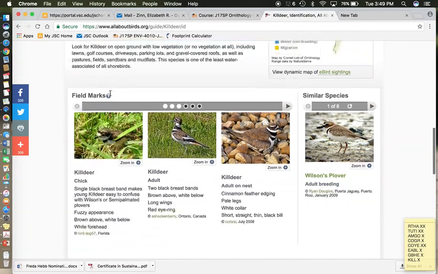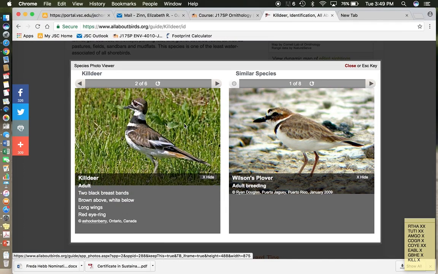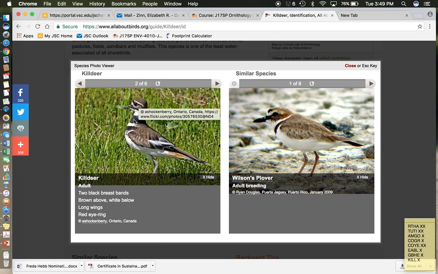Let's go down here. Here's a good picture. Now, killdeer are interesting because you will not just find them along the shores of wetlands, you also can find them in fields, agricultural fields. And this is a good feature. It has a very large eye. Remember the two necklaces, the two stripes.